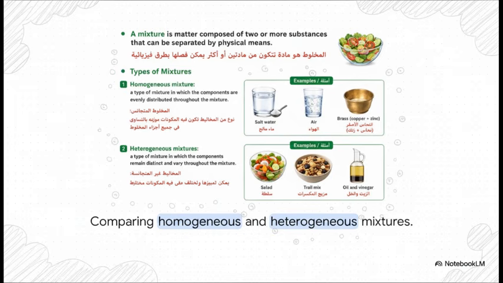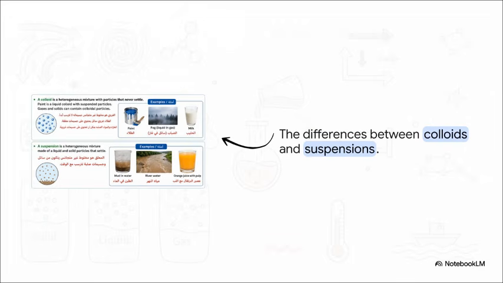Think of a salad, trail mix, or oil and vinegar. You can clearly see and easily pick out the individual tomatoes or pieces of lettuce. Now, within those heterogeneous mixtures, we have 2 special categories, depending on how the particles behave.